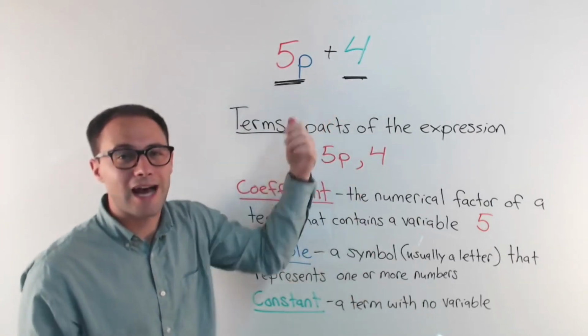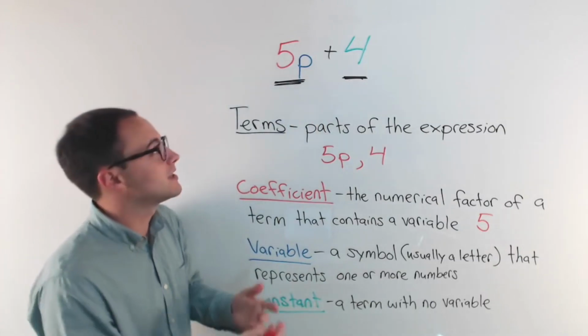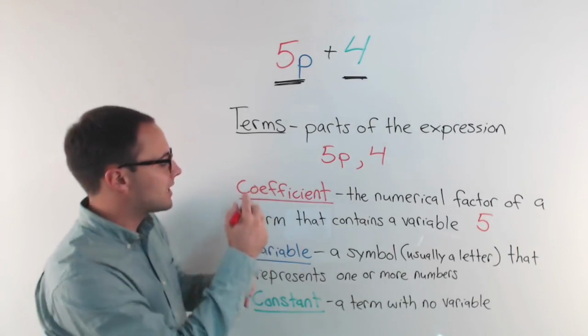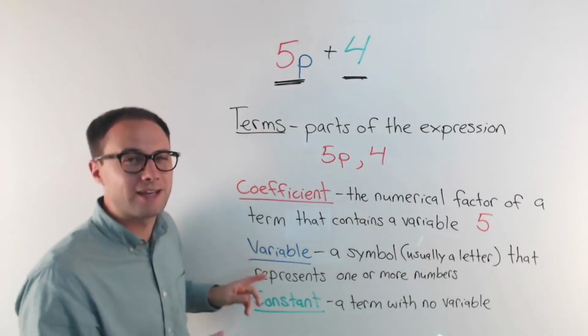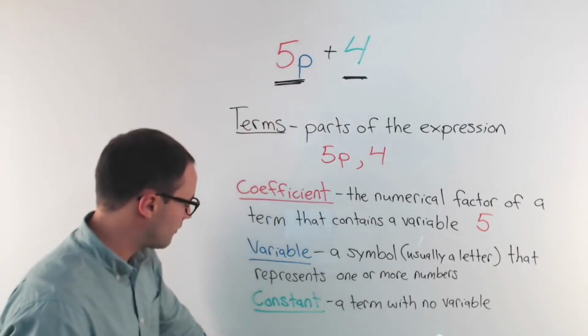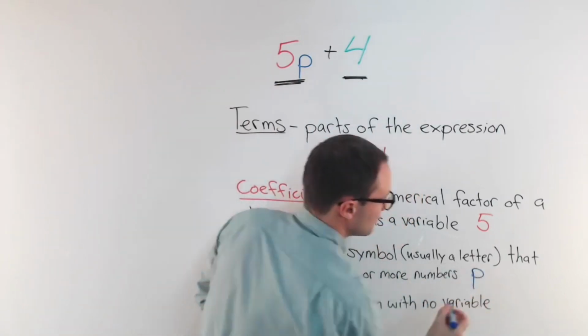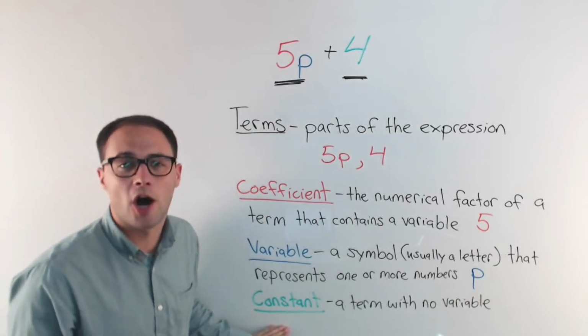In this expression, I can say, well, let's make p equal to 5. Or let's say p is equal to 3. Or p is equal to 1,000,000. I can choose whatever I want for that p. That's why it's called a variable. It can vary. It can change. And so in this case, our variable is p.